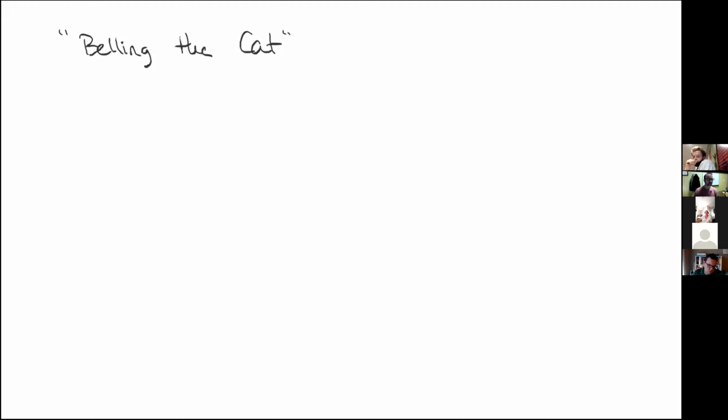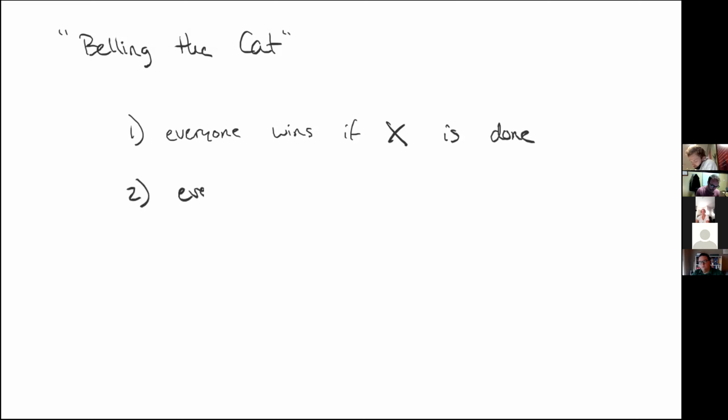Okay. And so the idea behind belling the cat is twofold. One, everyone wins if, I'll just call it X, is done. And two, everyone wins if we all work together. These are common instantiations of the belling the cat problem.